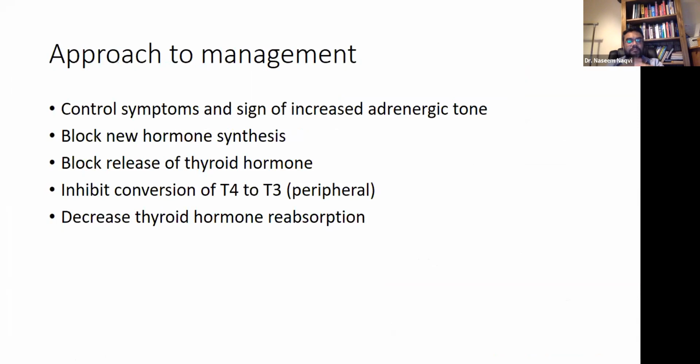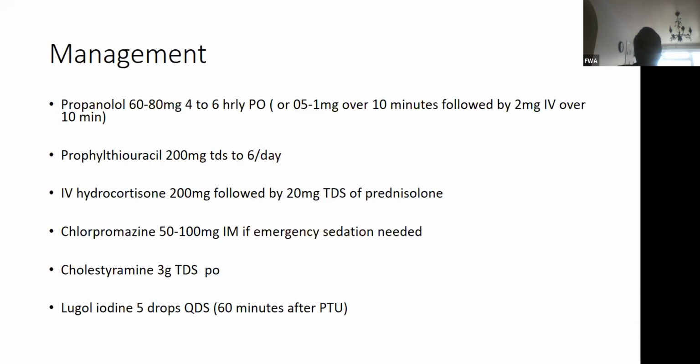5 minutes. For the endocrine person, the treatment approach is controlling symptoms and signs of increased adrenergic tone, blocking new hormone synthesis, blocking the release of thyroid hormone, inhibiting conversion of T4 to T3, and decreasing thyroid hormone reabsorption. So the beta blocker propranolol is given in these patients, either oral or IV.